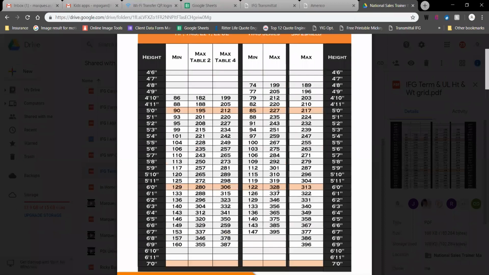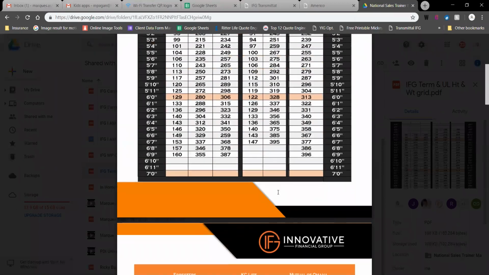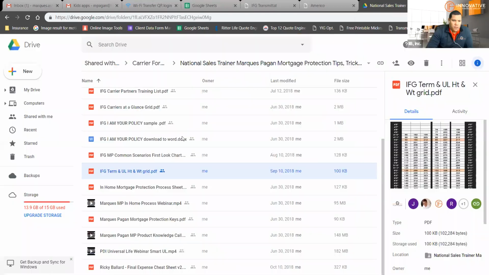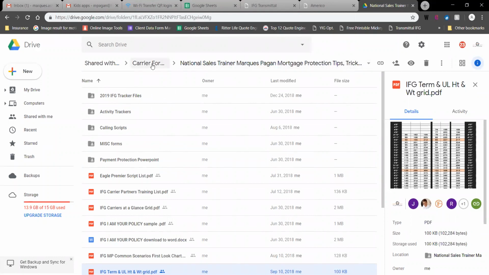I'm trying to look at your screen, it's too small. Okay, so where did you find that? Go to my folder, National Sales Trainer, Marques Pagan. Wait, where's that at? I don't see it in there.